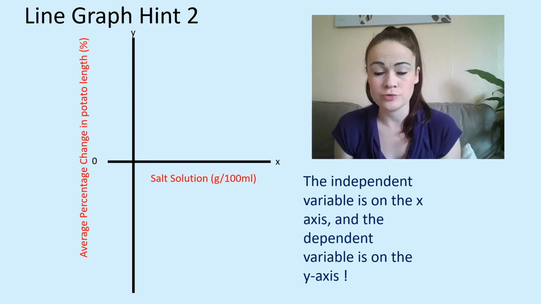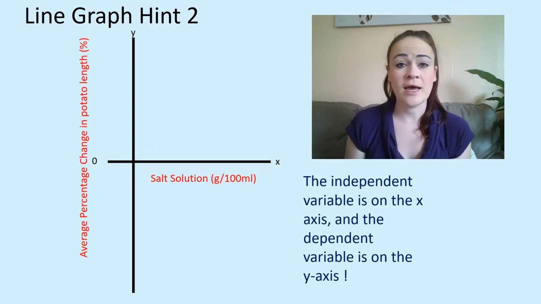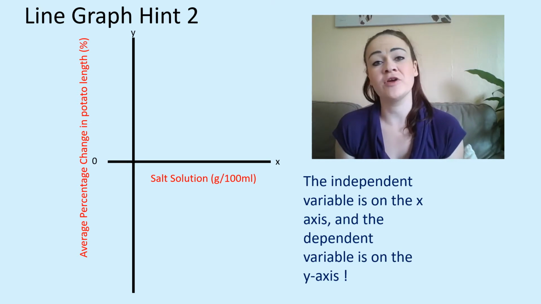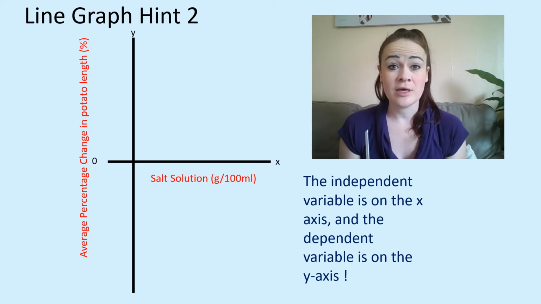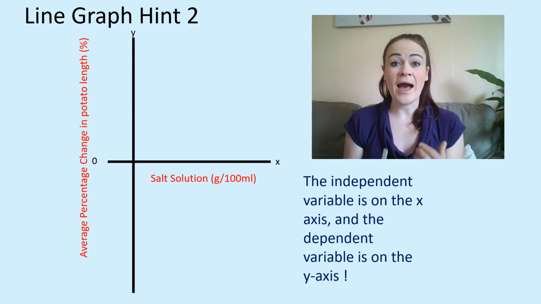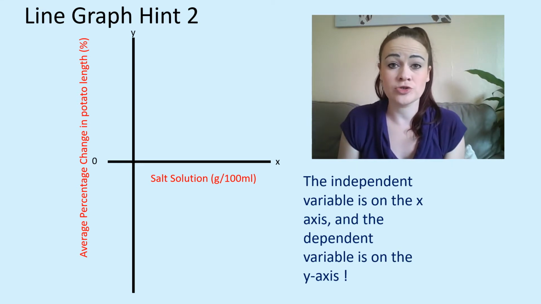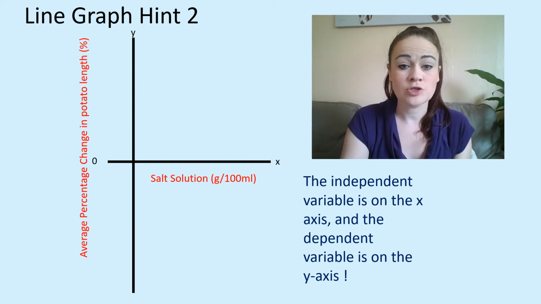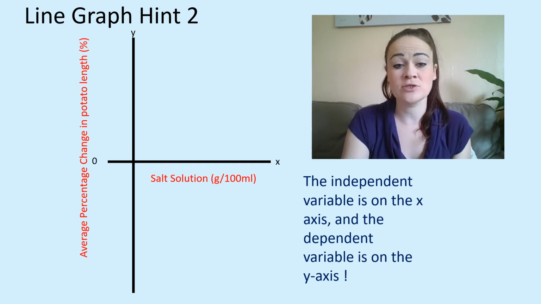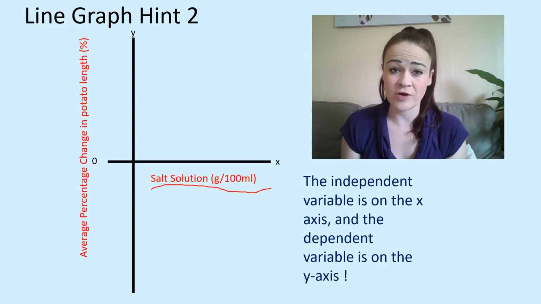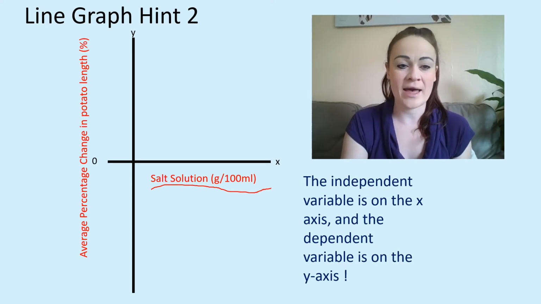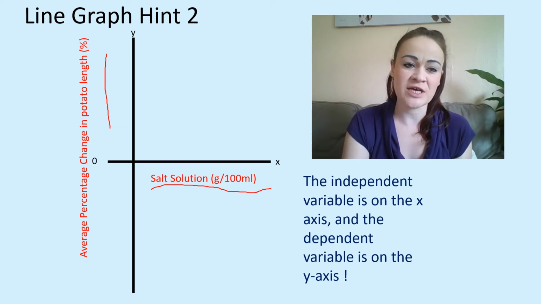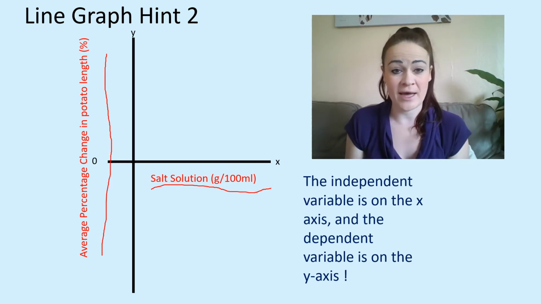Line graph hint number 2. Where are you going to put your axes titles? Now, remember we talked about independent and dependent variables earlier on in the e-learning lesson. The independent variable is the one that the experimenter controls. So, as you did, I have set out your salt solutions. You've made them and then you used them. So, the independent variable always goes on the x-axis, so your salt solution is going to go along the x-axis. The dependent variable, which is the one you're measuring to try and answer your aim, goes on the y-axis. So we've got our average percentage change in potato length along the y-axis.